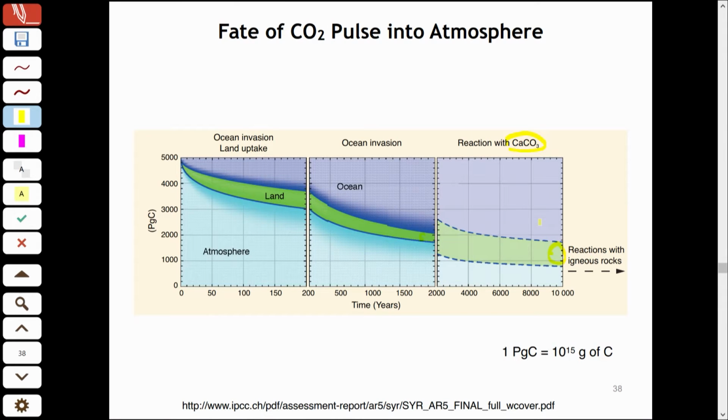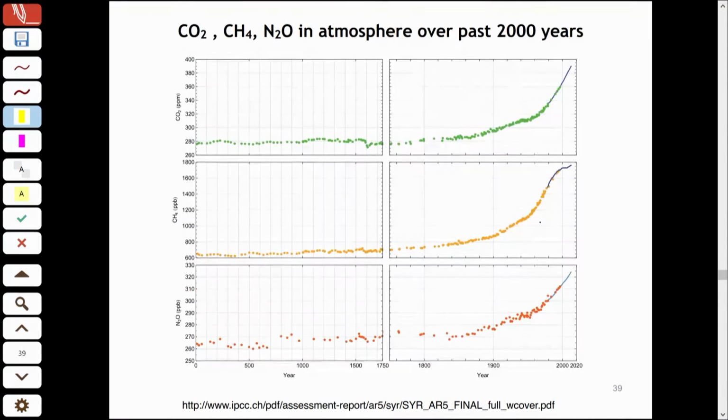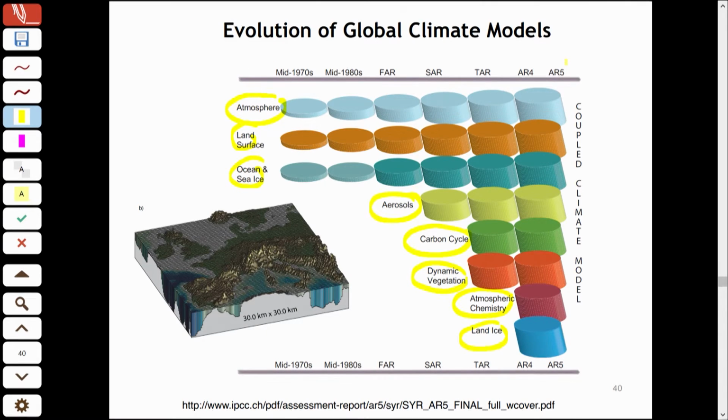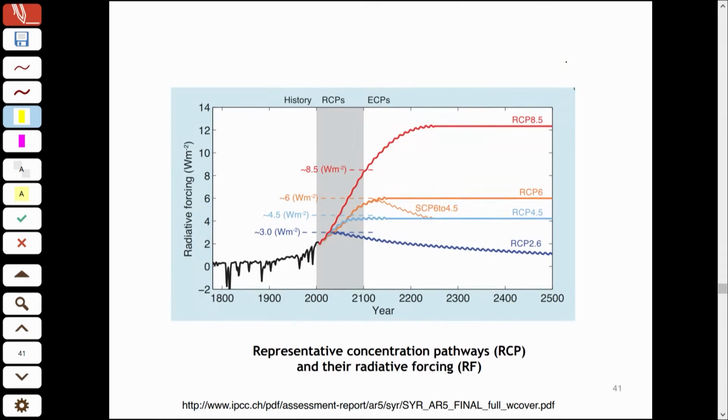So, this causes, on our time scales, an accumulation. If our rate of release of carbon dioxide is significant, is large, then there can be accumulation, and that is what we are seeing here. And this is actually the cause of concern for us, as shown by climate models.